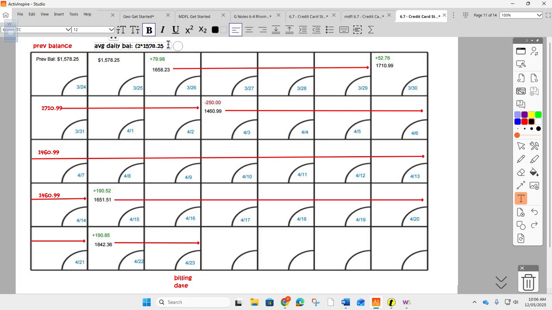Everybody with me? So now the new balance, $1710.99. It was $1710.99 for 1, 2, 3, 4 days again. Are you with me? What's the next thing I'm going to add there? Anybody?